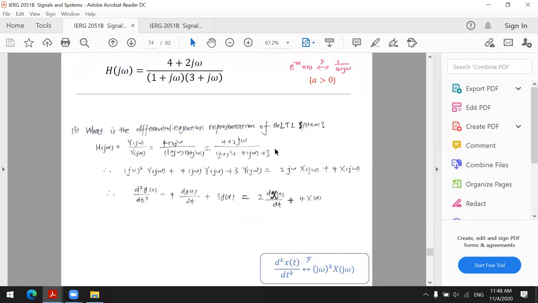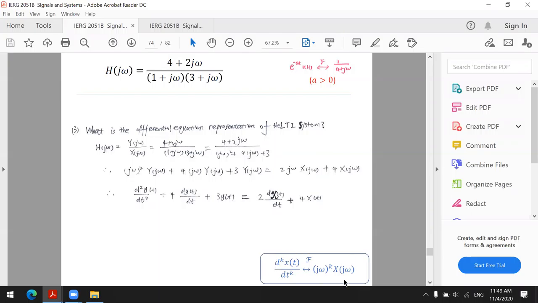Okay, let's look at the answer. We already know that capital H, which is capital Y divided by capital X, is this polynomial fraction above. For the denominator, we want a standard form of polynomial written in second order, first order, and zeroth order terms. So the second order term is j omega squared, the first order term is three plus one, which is four j omega, and the zeroth order, the constant term, is one times three, which is three. Then we multiply the denominator with the numerator of the left-hand side, and we get a polynomial multiplied by capital Y on the left-hand side. Multiplying capital X with the numerator on the right-hand side, we get a polynomial multiplied by capital X.